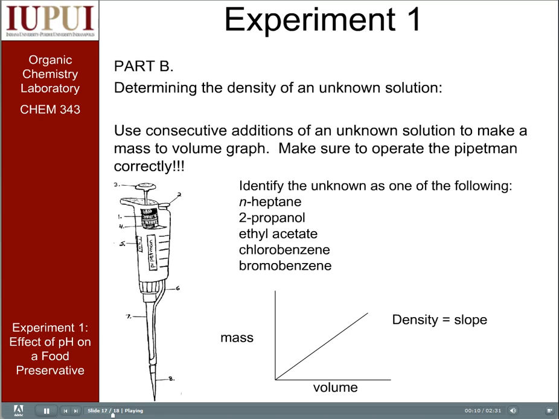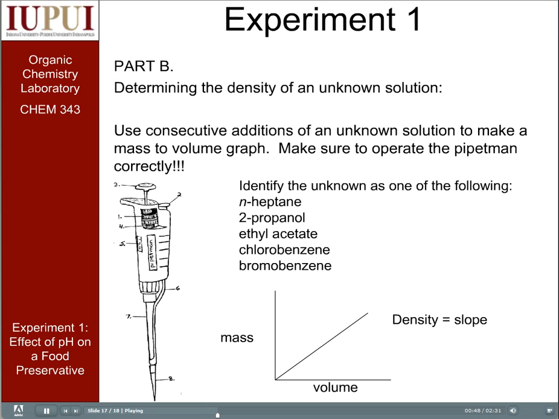The first experiment, just because it's introductory, actually has a little tag on, so it's called Part B in your procedure, and it's asking you to find the density of an unknown solution. So really it's a good introduction to using the pipetteman. So you can see a drawing at the bottom left there of what a pipetteman looks like. Your TA will give you a little bit of a demonstration in lab. That pipetteman should be preset to a certain volume. So those are used to transfer small volumes in pretty decent accuracy.